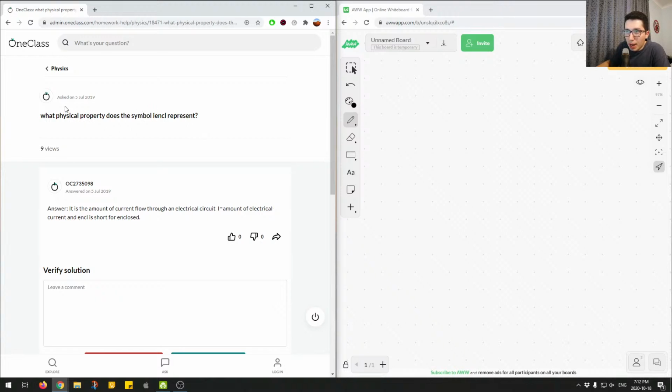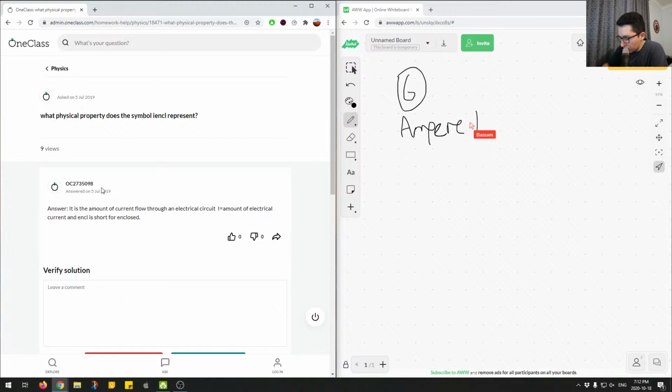So here we're asked, what physical property does the symbol I_ENCL represent? Let's look at what the junior tutor answered here. It is the amount of current flow through an electrical circuit. I equals amount of electrical current, and ENCL is short for enclosed. So this is the correct definition. Essentially, this is associated with Ampere's law. So this is question number 6.